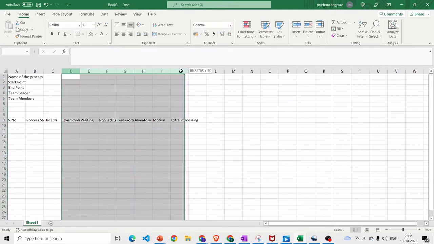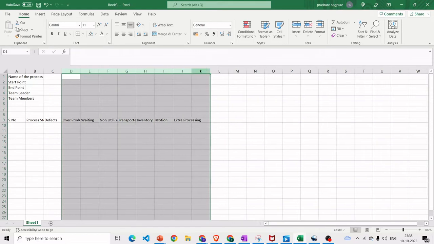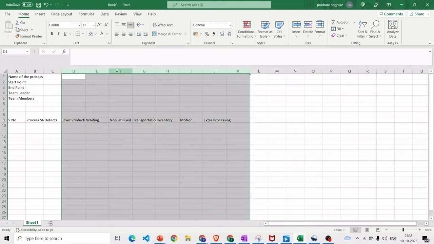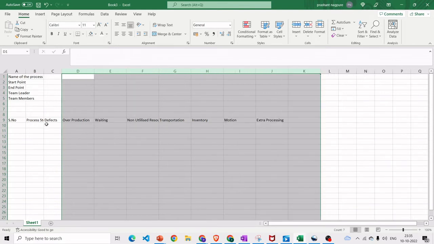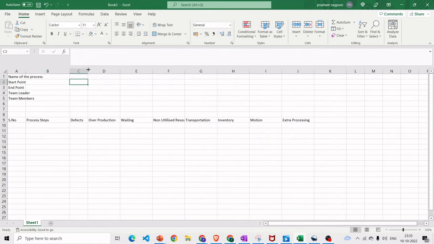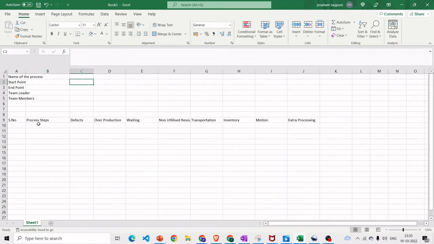Once we have created the columns, 8 columns for the waste in the process, let's slightly expand it. I can give a little bit more space to the process steps.